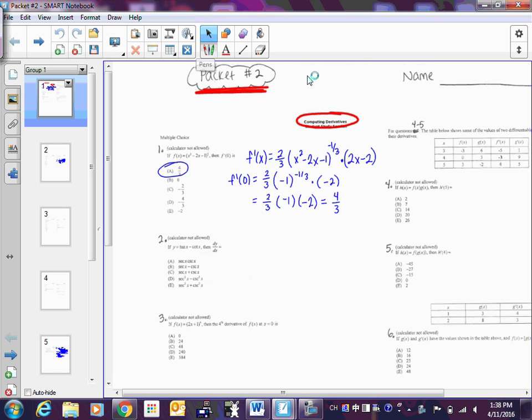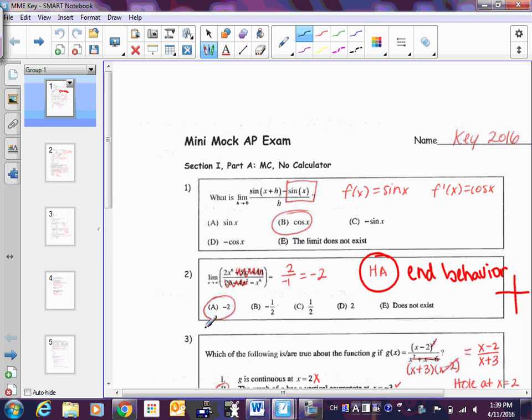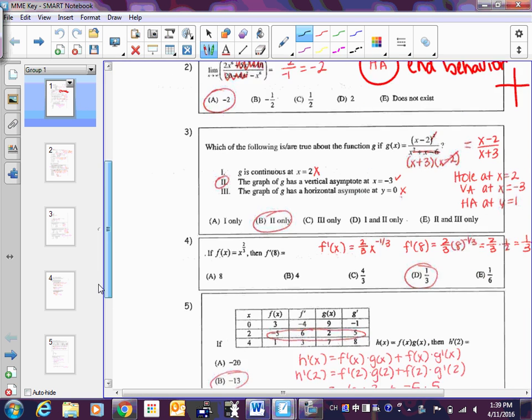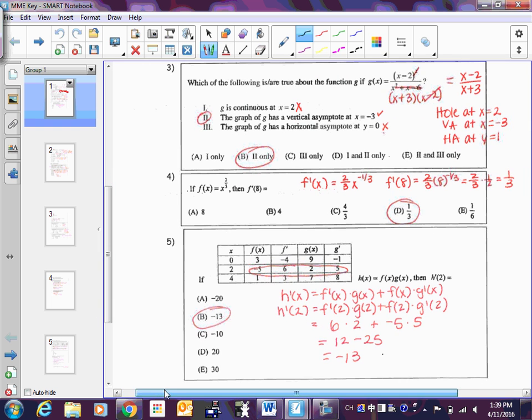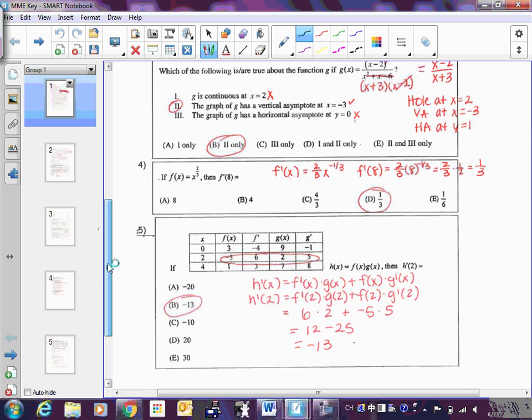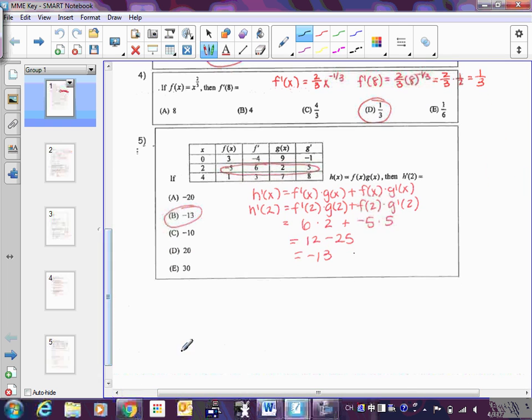Okay, so we are going to go over day 2 for packet number 2. So the first thing I would like to do is look at that mini mock exam and look at the derivative questions. This is something we didn't get to last time in class. So let's look at numbers 4 and 5 first. We'll need the green sheet as well.